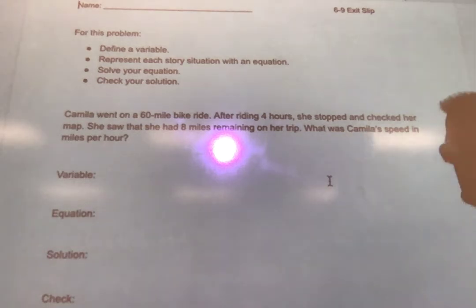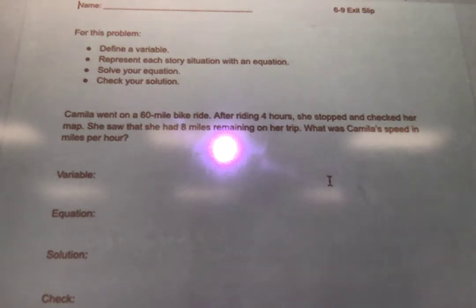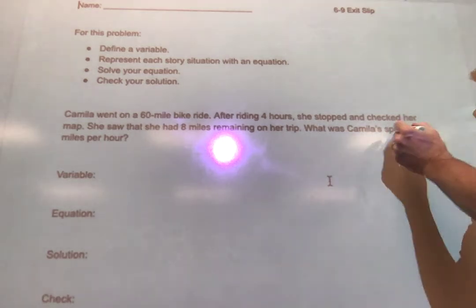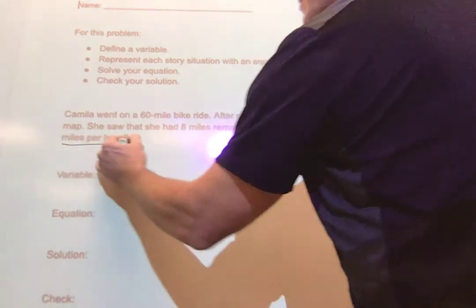Okay, so in this case, Camilla went on a 60-mile bike ride. After riding 4 hours, she stopped and checked her map. She saw that she had 8 miles remaining on her trip. What was Camilla's speed in miles per hour? So we're trying to find her speed in miles per hour.